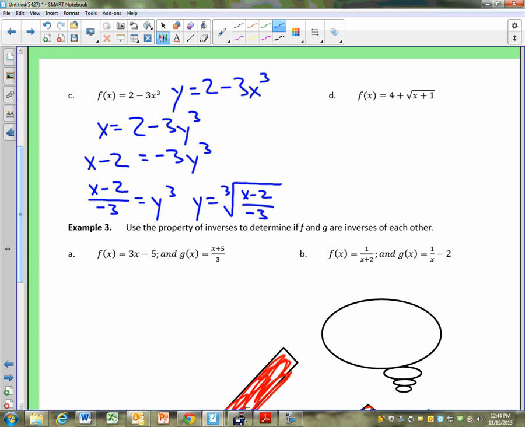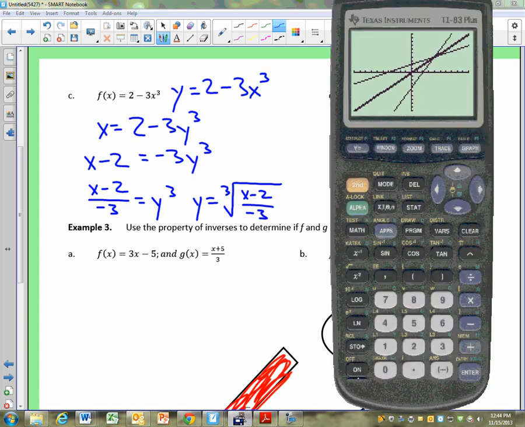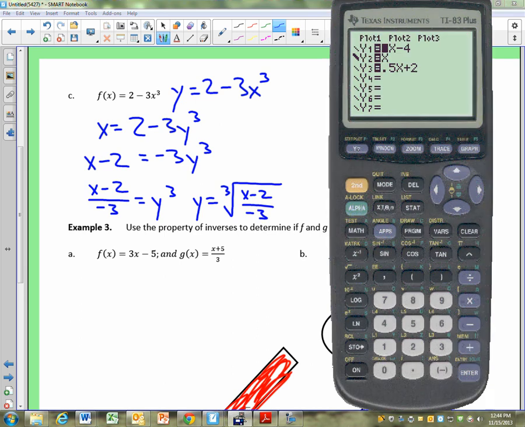If you're not confident, try putting it on your graphing calculator. If you don't want to do it, that's fine. I'm going to real quick here. I'm going to type in 2 minus 3x to the third. Typing in the second one is a little bit tricky. I'm going to do double parentheses x minus 2, divide that by negative 3, and raise that all to the 1/3 power. And when I graph these, hopefully I will see 2 functions that are reflected over the line y equals x. Let's see what we get.